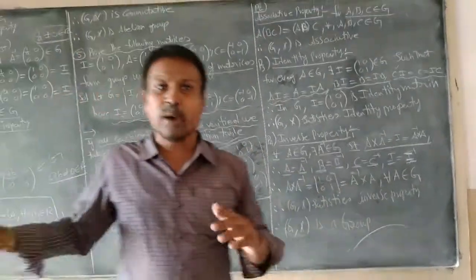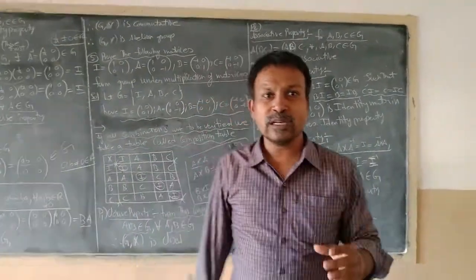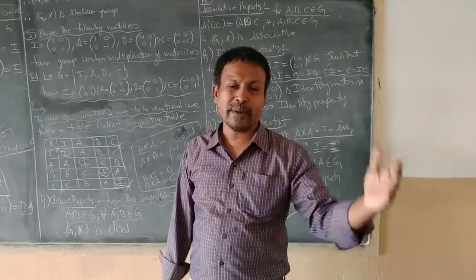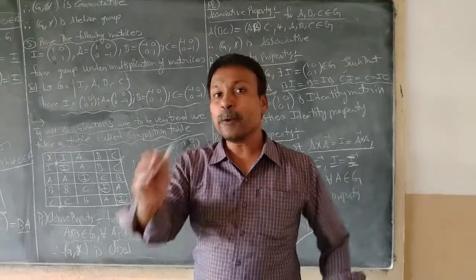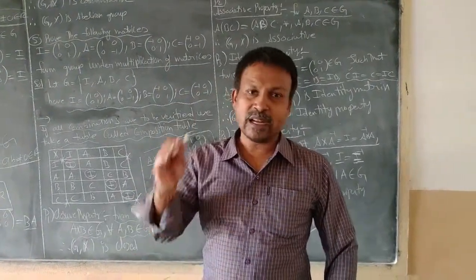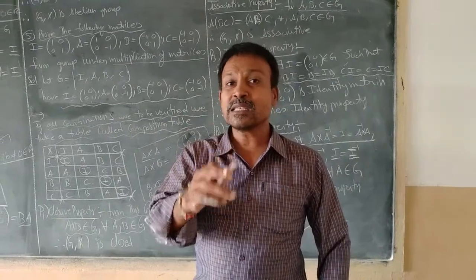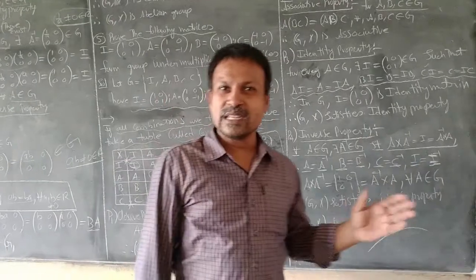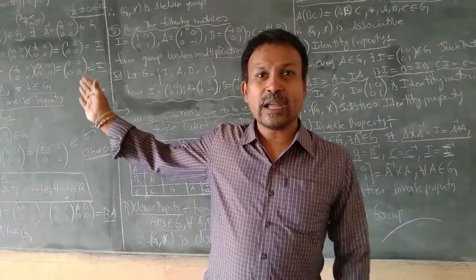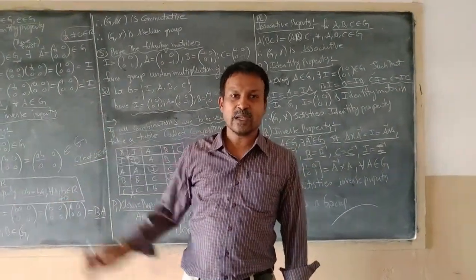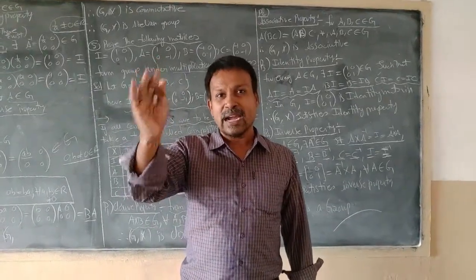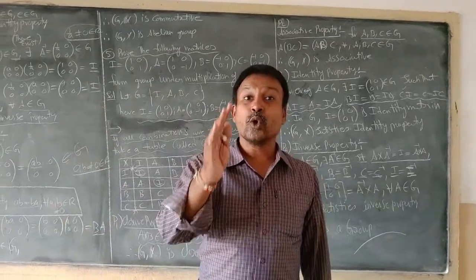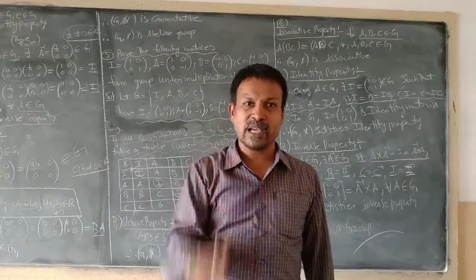So, on the whole, in this solution part, we have proved that the set G of four matrices is satisfying closure property, associative property, identity property, and inverse property with respect to matrix multiplication. Therefore, we can clearly conclude that G comma into is an abelian group with respect to multiplication. Therefore, this set of matrices G is a group with respect to matrix multiplication.